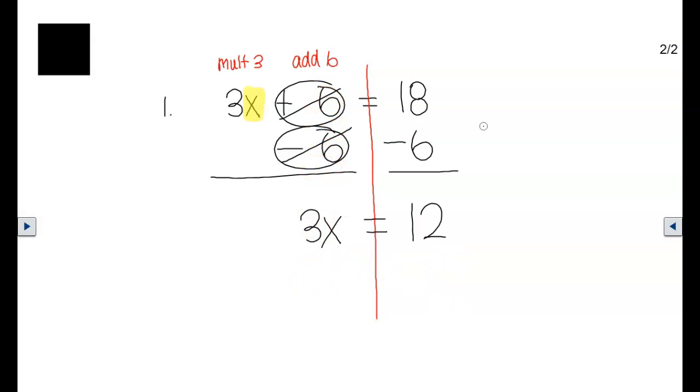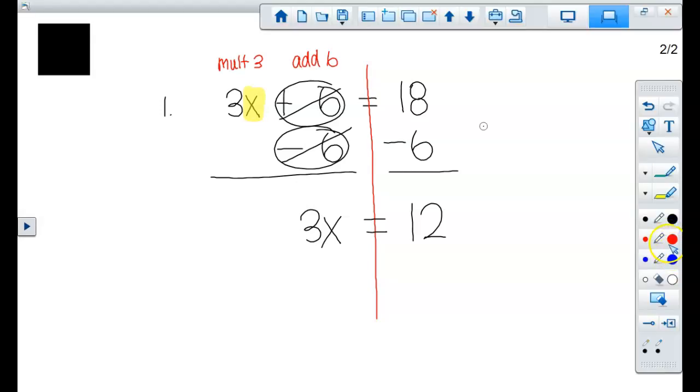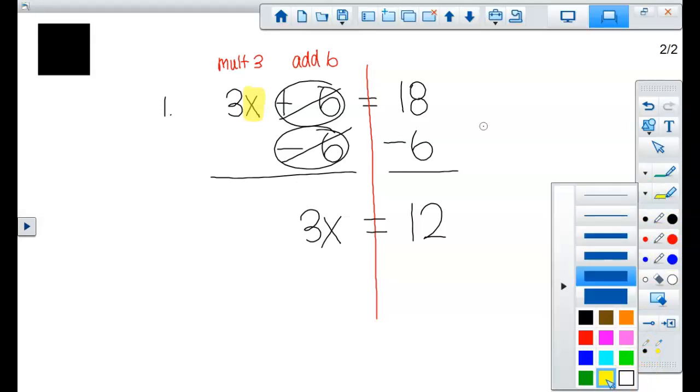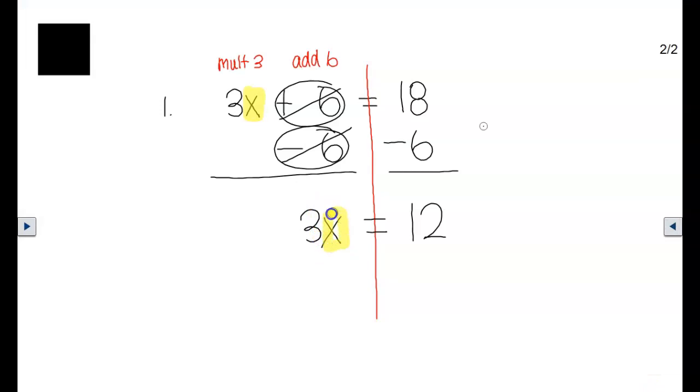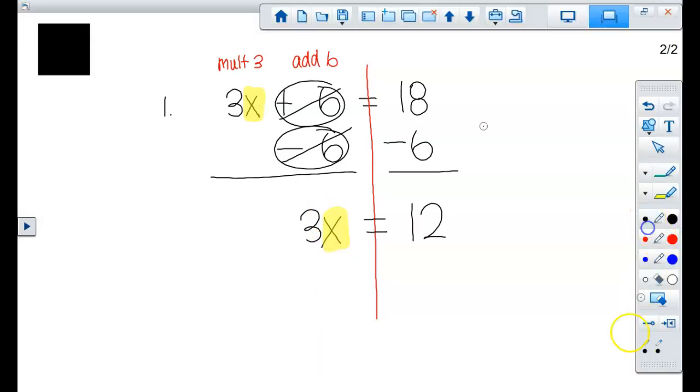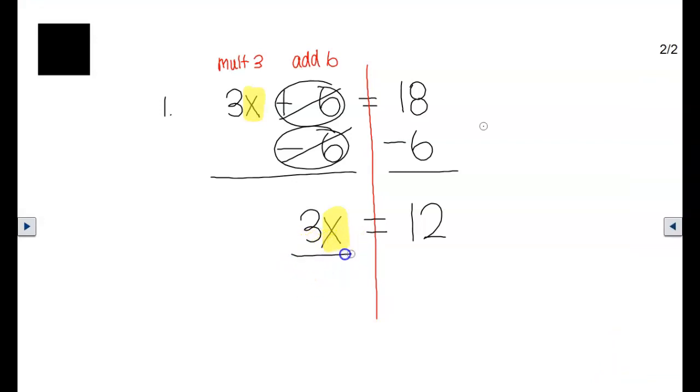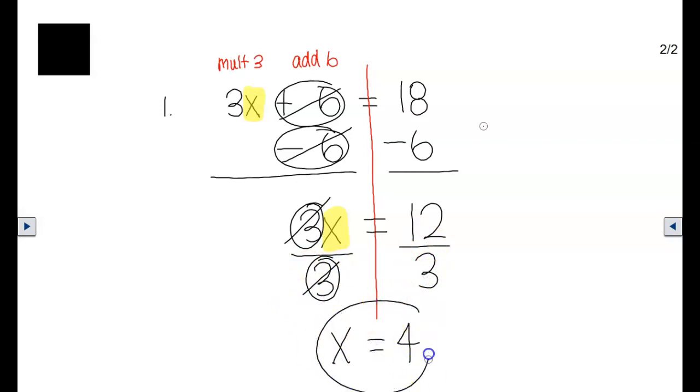All right, so now, when I look at my equation, what's happening to that x? Well, I can see that my x is being multiplied by 3. So now I need to do the opposite of that. So the opposite of multiply by 3 is divide by 3. So I'm going to do that on both sides. My multiply by 3 and my divide by 3 cancel each other out, so now x is alone, and then 12 divided by 3 is 4.